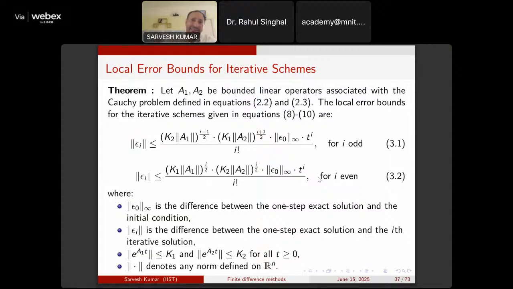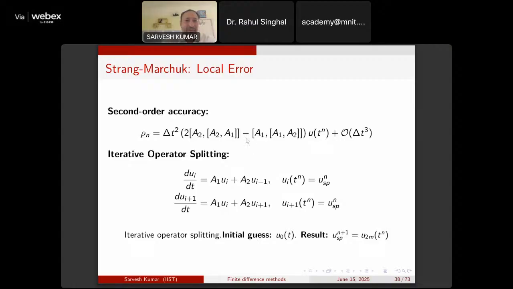The idea is that if these A1 and A2 operators are bounded, then actually you have stability. So what about the consistency? Here you get delta t cube. Now the consistency, which is reflected in the order of convergence, I can split in more also. I have done 3, you can do more.